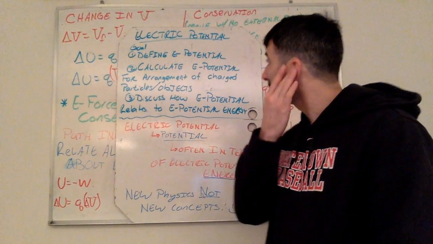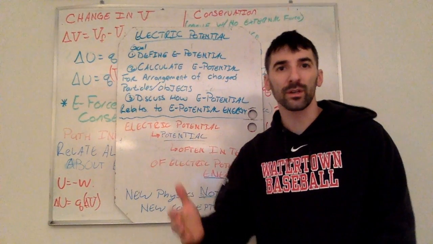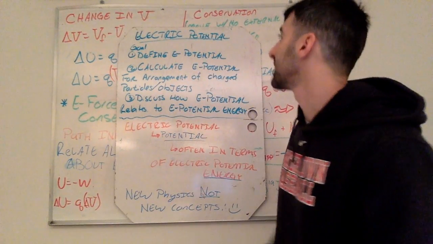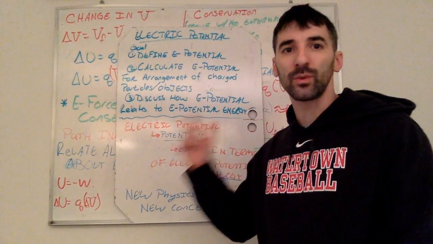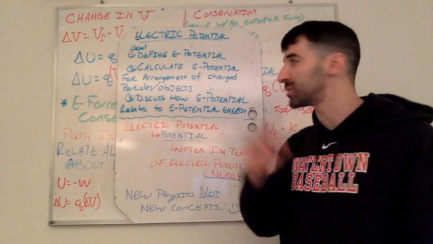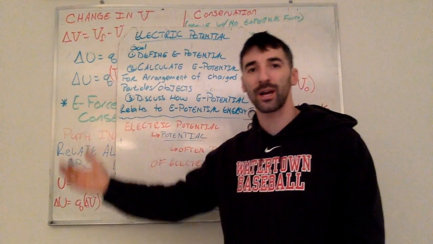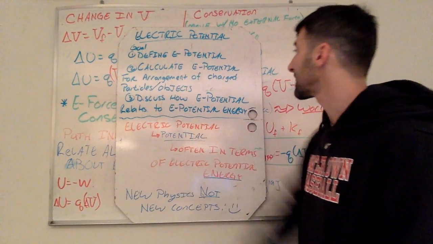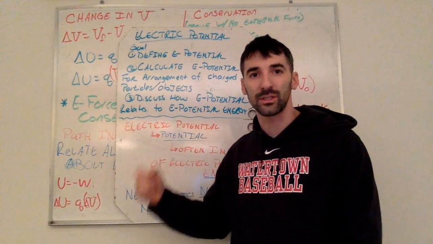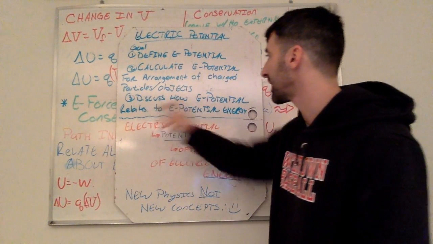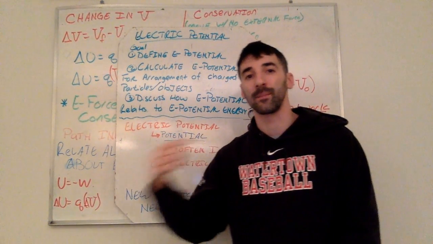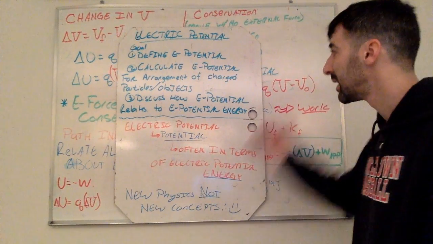Okay, so to start this chapter, we have three real goals in mind. You can see them I've listed here. We want to define what electric potential is. We're going to be able to calculate the electric potential from an arrangement of charges and/or charged objects, charged particles. Lastly, we're going to discuss how electric potential does relate to electric potential energy. Notice I said how they relate to each other. They're not the same thing. I'm going to say that a few times during this lecture.